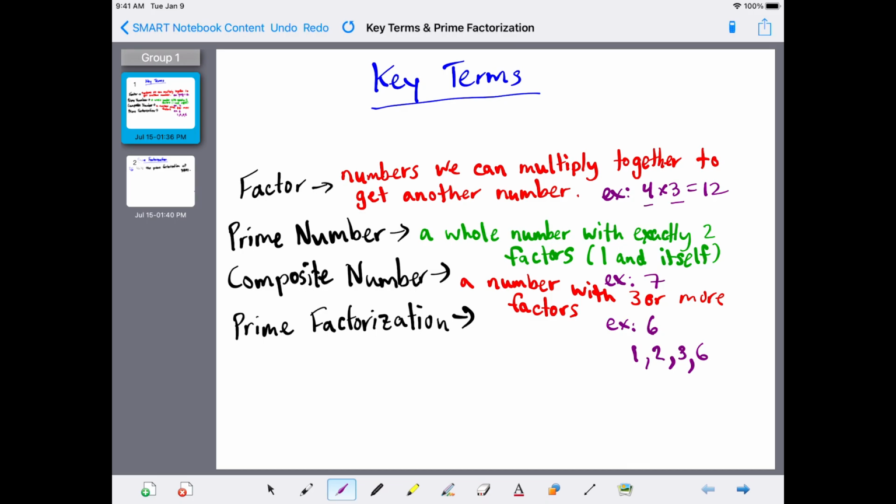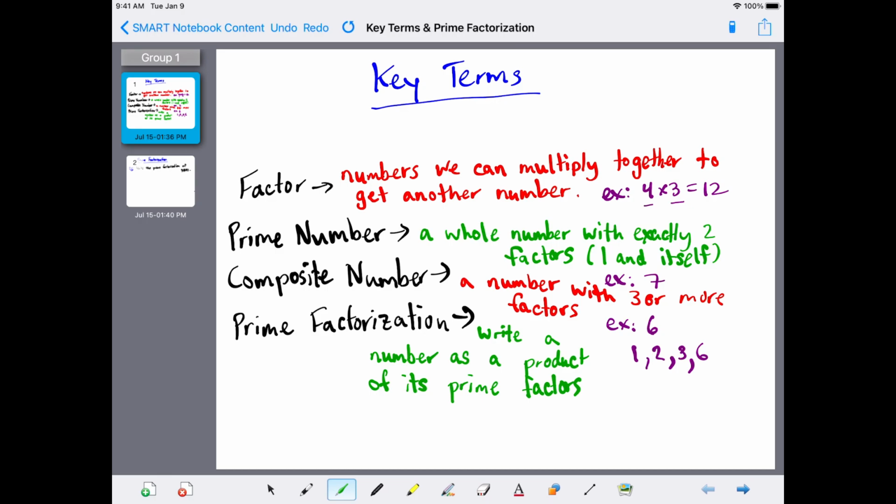So next up we have prime factorization. Prime factorization is when we write a number as a product of its prime factors. I'm going to show you what I mean by that on the next slide here.